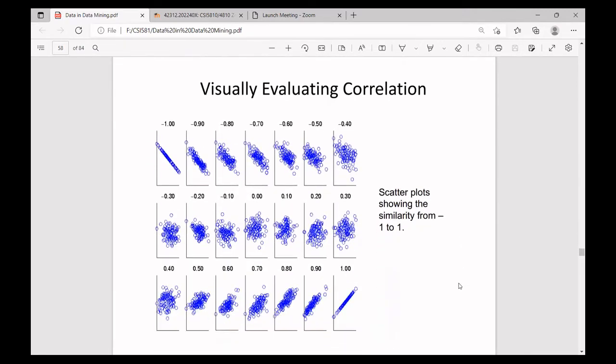Here is a nice plot which gives you a pretty good idea of visually figuring out the correlation. Suppose you have a collection of observations where each observation has 2 numbers. That means you're talking of 2-dimensional vectors. Each vector has 2 elements, and you plot them on a graph paper. That plot is known as a scatter plot. So what we are showing here is a set of scatter plots.